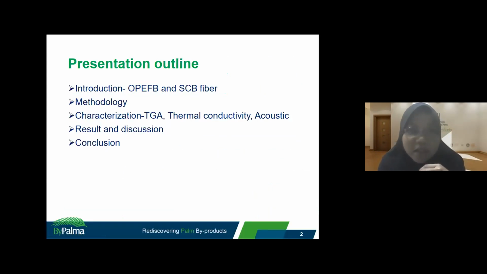A little bit about my presentation. First, I will introduce the introduction, which covers OPEFB and SCB fiber. Later on, I move to methodology, and then characterization, which covers thermal gravimetric analysis, thermal conductivity, and the acoustics analysis. Next we move to results and discussion, and the last one is conclusion.